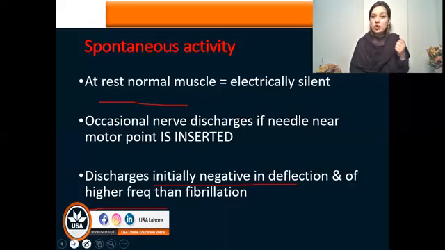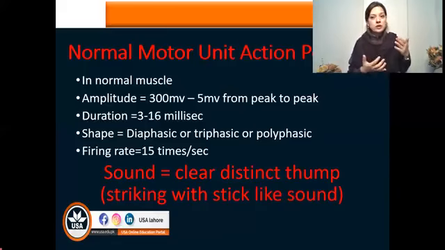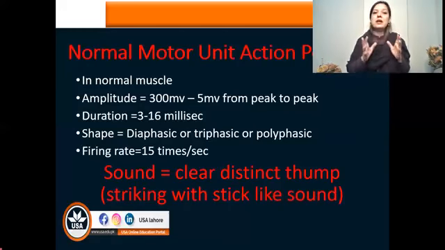The normal muscle has certain characteristics that will be shown on the screen, and you have to keep all these parameters in your mind so that you can compare them with the abnormal motor unit action potential. These are the characteristics or parameters of a muscle showing a normal motor unit potential.